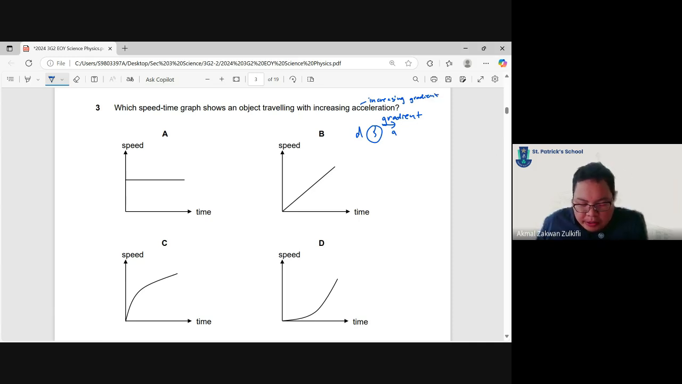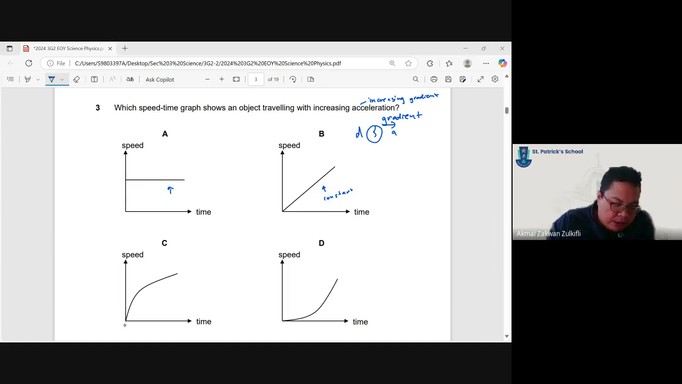Okay, so we want to see an increasing gradient. So which one gives me an increasing gradient? Does this give me an increasing gradient? No, this one we know that it's traveling at constant speed, right? Because no increase, so no acceleration. This one gives me a constant gradient, so it's constant acceleration, right? Constant acceleration.